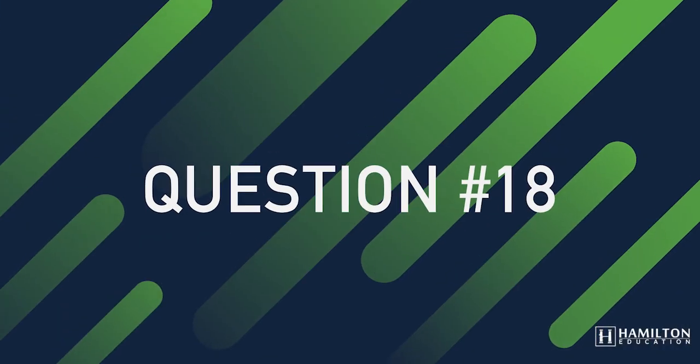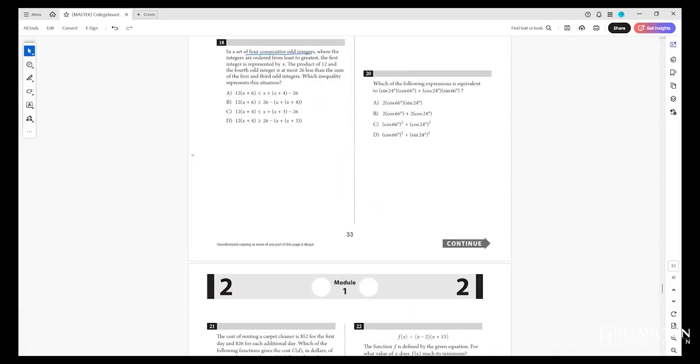Question 18. In a set of 4 consecutive odd integers. So again, that could be like 1, 3, 5, 7. However, that could also be like -11, -9, and so forth. So let's keep reading. Where the integers are from least to greatest, the first integer represents x. Okay, so that's using variables as placeholders. And that's a good thing to learn in general. So in the future, if they don't tell you what the numbers are, you probably want to assume that x is the first one.